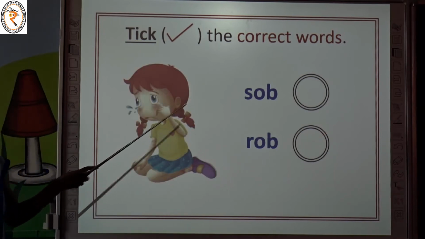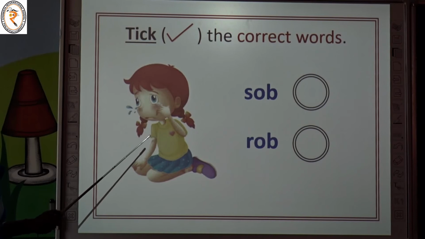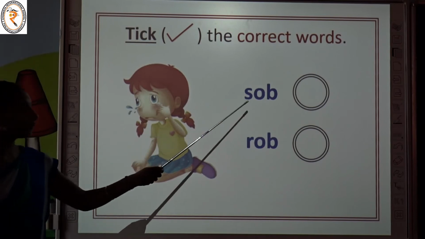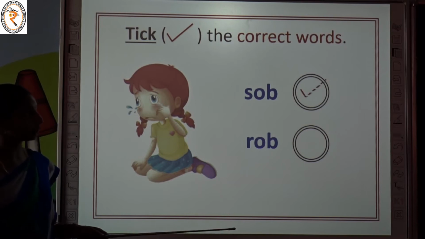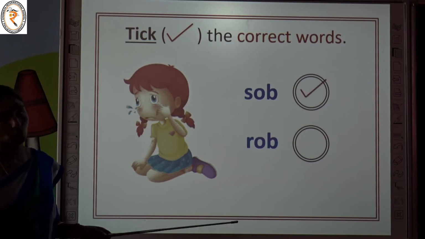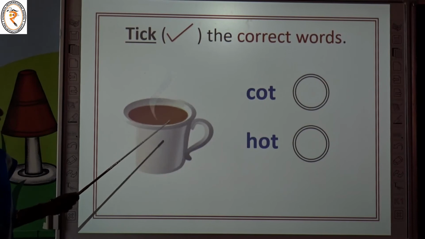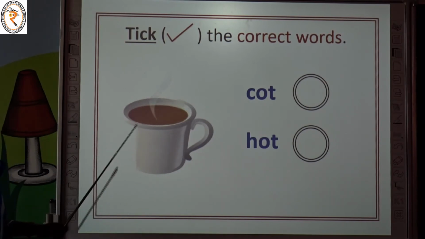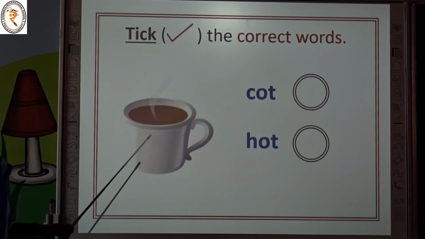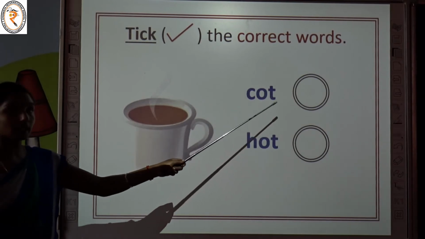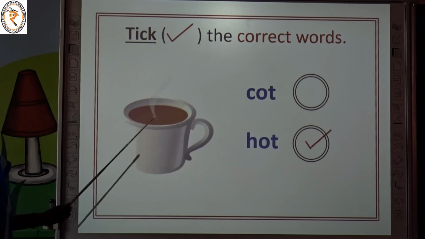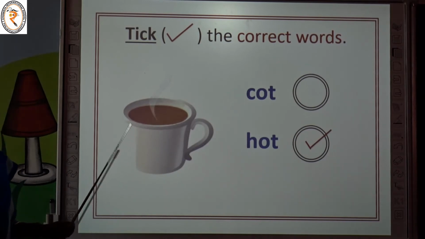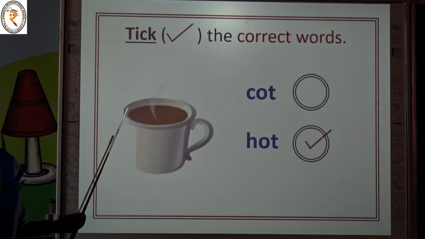See this one. Which one is correct? Can you see? This girl is crying. Sob or rob? Which word is correct, children? Yes, sob. S-O-B. Sob. Very good. The next one. Can you see this cup of tea? Which one is correct? Cot or hot? Yes, hot. The cup is full of hot tea. The tea is very hot.